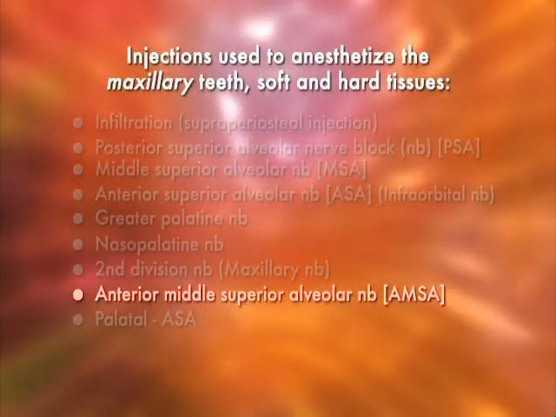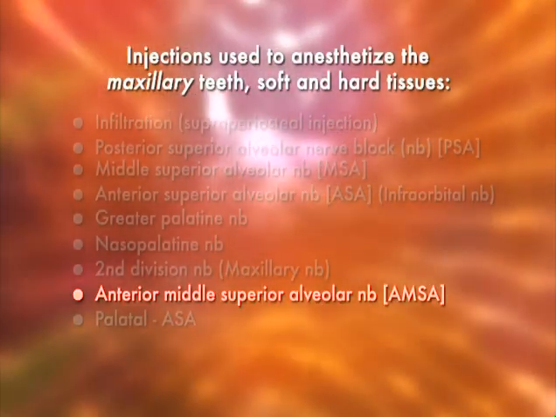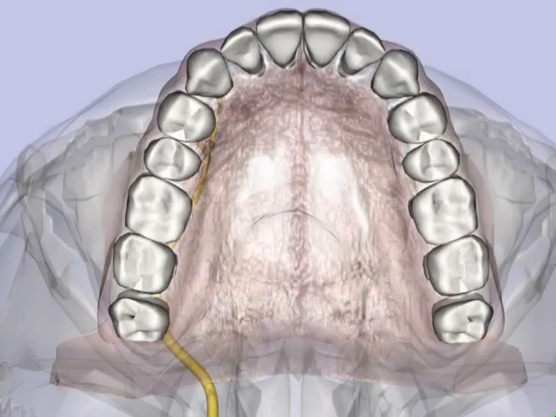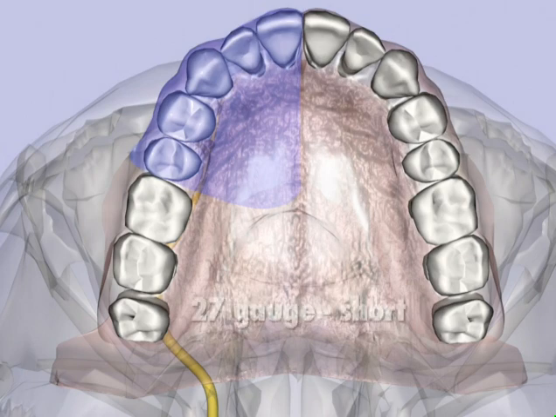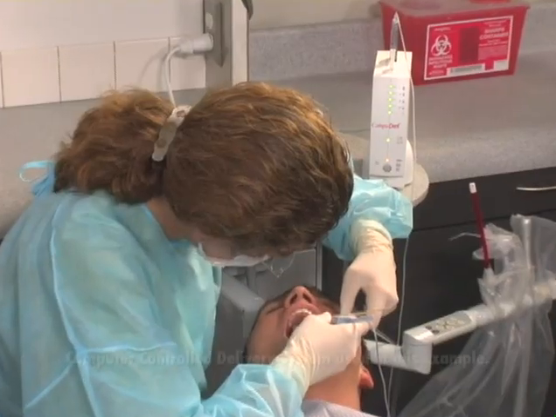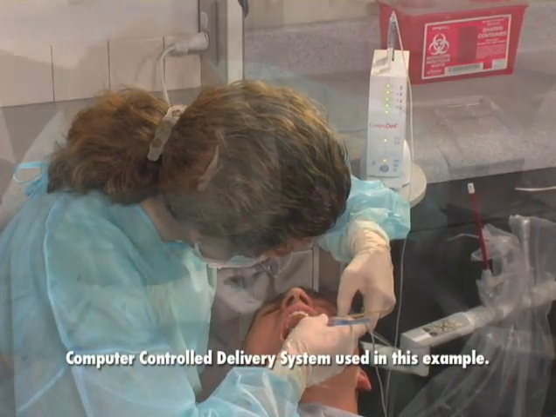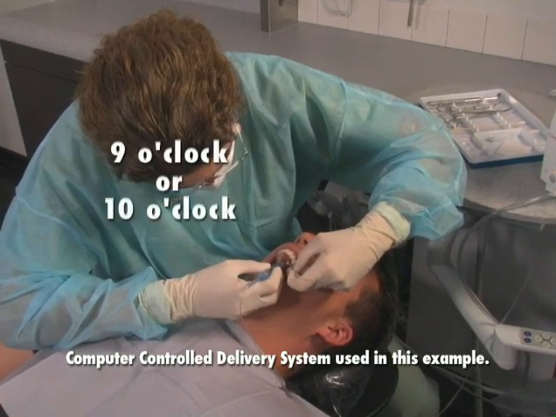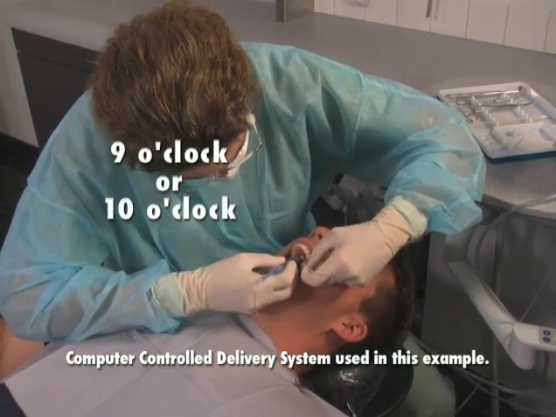The anterior middle superior alveolar nerve block provides pulpal anesthesia to the 5 maxillary anterior teeth, the incisors, canine, and premolars, the buccal soft tissue and bone, and the palatal soft tissue and bone overlying these same teeth. A 27 gauge short needle is recommended. For the AMSA nerve block, sit at the 9 or 10 o'clock position, facing in the same direction as the patient.